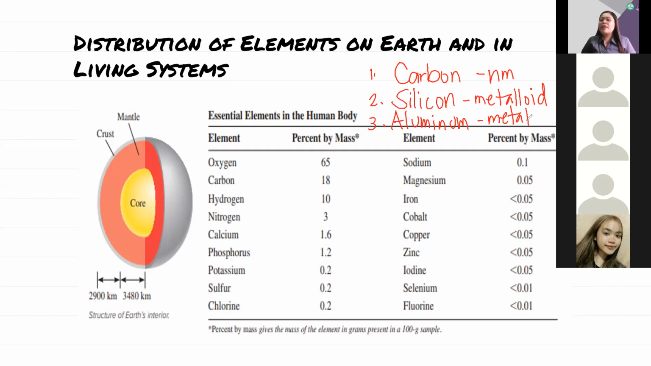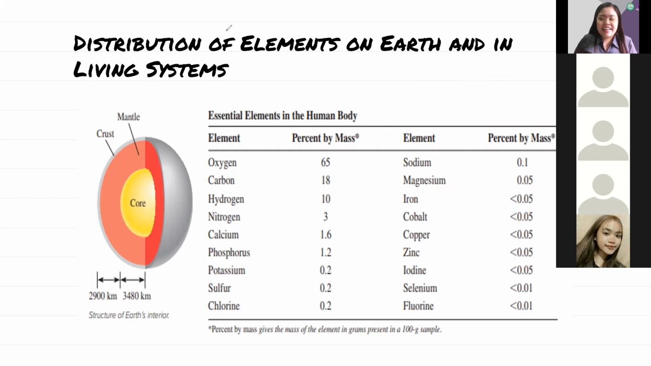Pinakamarami si carbon, next si silicon, and si aluminum. So if you are asked now, unsa ang pinakadaghan nga metal sa Earth? Syempre, si aluminum to siya. Kay the other two are non-metal and the metalloid. Pinakamaraming non-metal, carbon. Pinakamaraming metalloid, silicon. And pinakamaraming metal, it's the aluminum. Okay? Pero pag ang question is pinakamaraming na element, it's carbon. I hope that is clear.